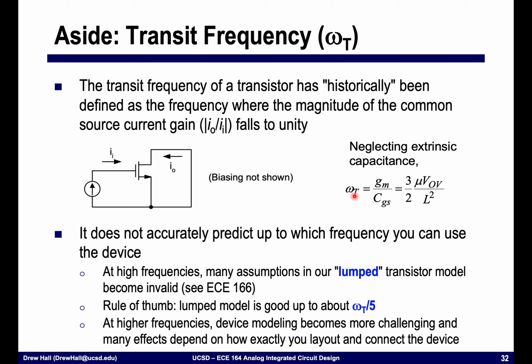There are a few things about the transit frequency that we need to keep in mind. One, this really does not accurately predict how fast we could use this device. Very much like the intrinsic gain, it's an idealized parameter that describes this technology. You couldn't operate a transistor to get the intrinsic gain out, in part because you could never make a perfect current source, and in the same way we could never operate this transistor all the way up to Ft, because we could never not load it with any additional capacitance.